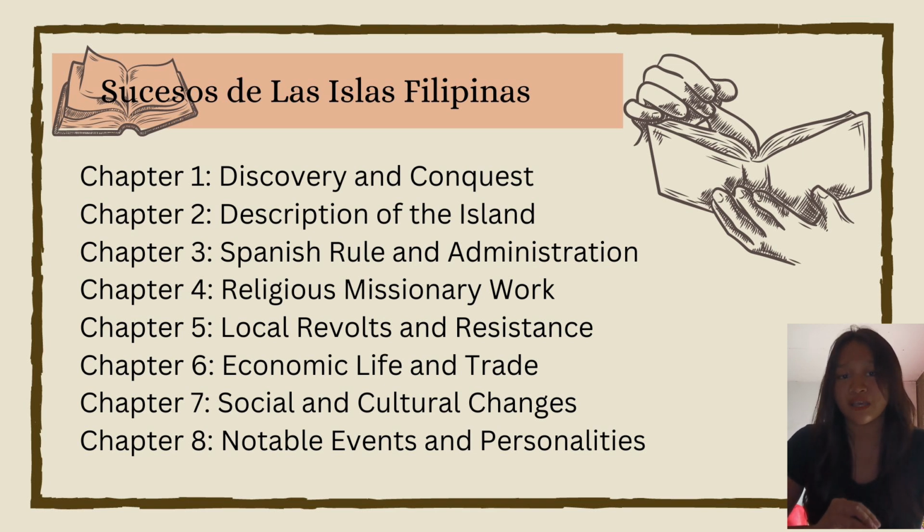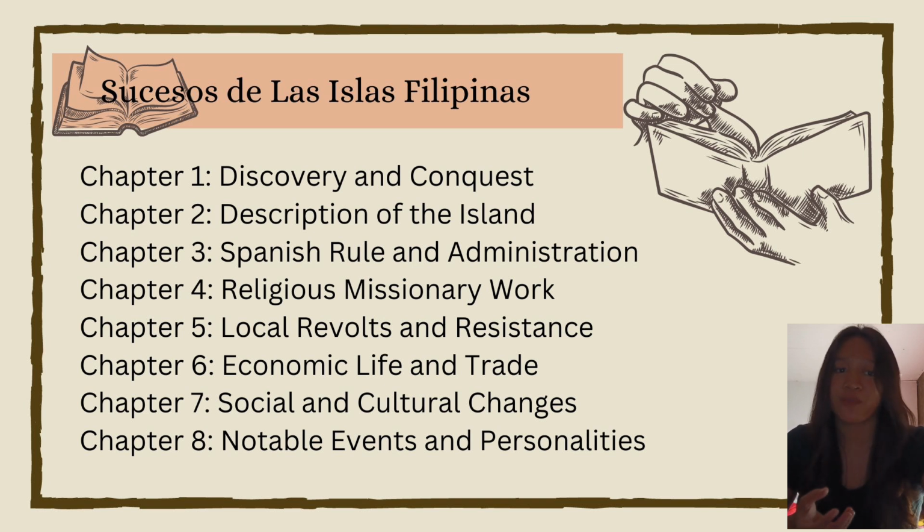Chapter 5 is Local Revolts and Resistance. It narrates various revolts and resistance movements by the indigenous people against Spanish rule, including notable uprisings and their outcomes. The sixth chapter is Economic Life and Trade of the Filipino People. It covers the economic activities in the Philippines, including agriculture, local industries, and trade with other parts of Asia and the Spanish Empire. It discusses the introduction of new crops and goods by the Spanish.